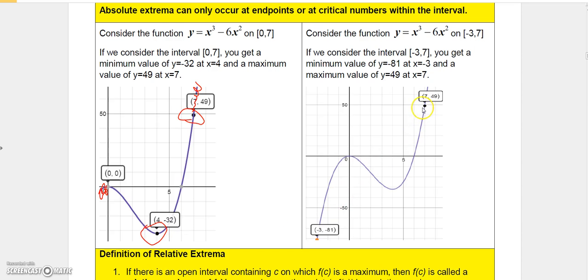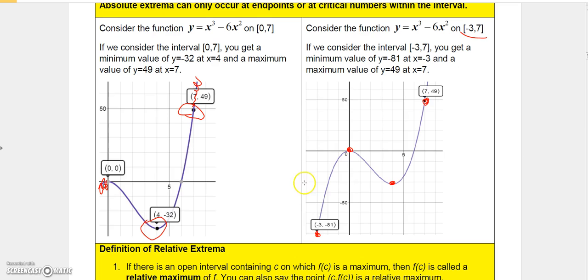Now on this one, you'll notice I'm looking at it from -3 to 7. So you'll notice that the minimum occurs here at -3 and the maximum occurs at 7. So these are the absolute extrema. This would be the absolute minimum. This would be the absolute maximum. Now, are there any relative extrema? Yeah. This point right here is the highest point in its neighborhood, and this point right here is the lowest point in its neighborhood.